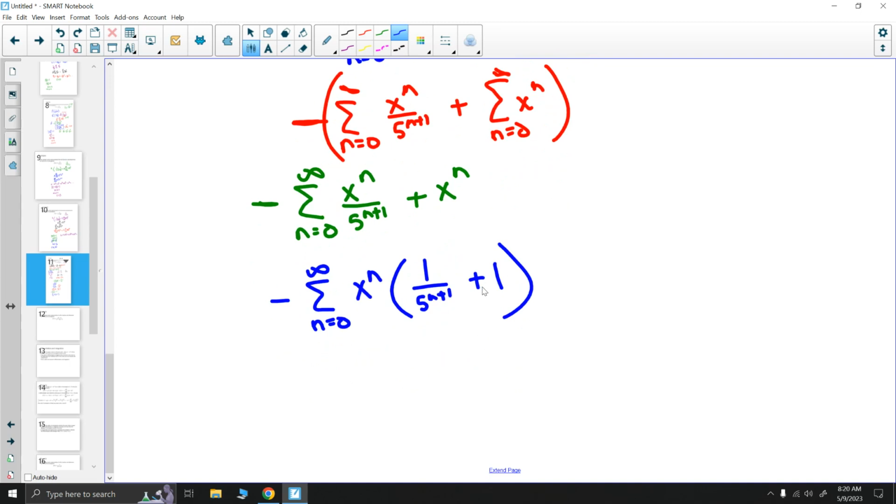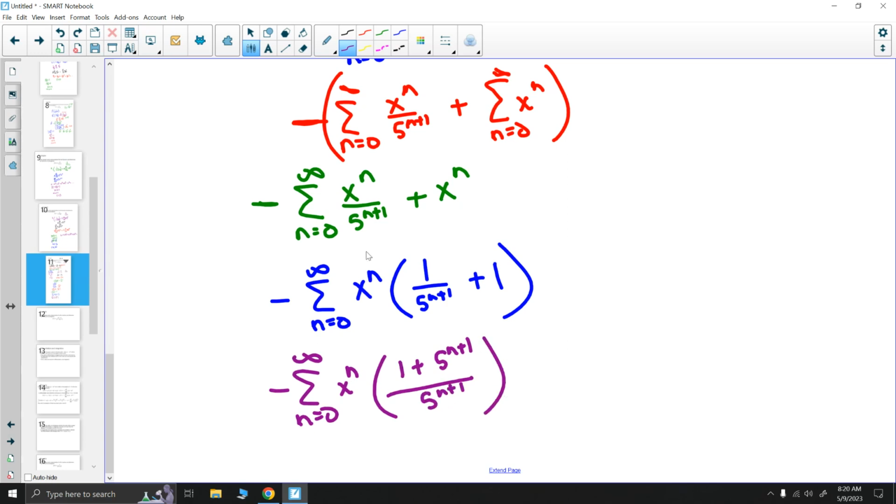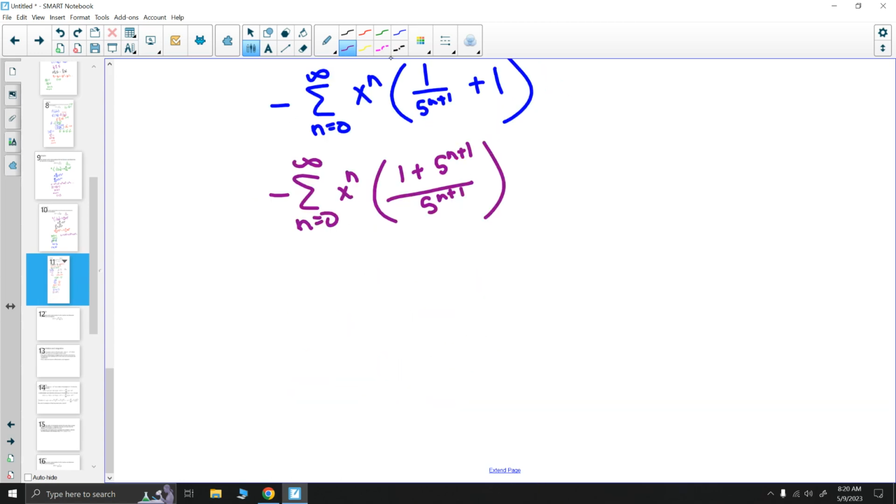Now, we could also combine these if we wanted. In this form, this is fine, but you can also combine them. It'd be easier if they're combined when actually trying to figure out what this series looks like. So I'm going to go ahead and do that. This needs a 5 to the n plus 1 top and bottom, in which case we would have negative the sum n equals 0 to infinity of x to the n times 1 plus 5 to the n plus 1 over 5 to the n plus 1. So these are all equivalent. This one is sometimes left as is here. The benefit of this one is that it's going to make our series really easy to find.